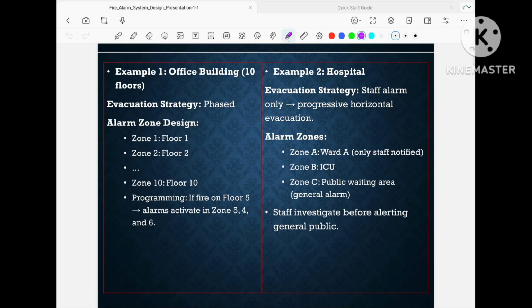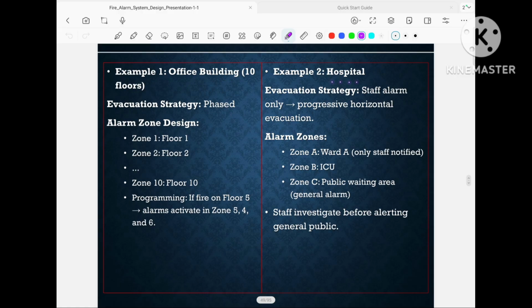We will take example one, like an office building of 10 floors. Then the evacuation strategy will be phase evacuation. Okay, in that case every floor will have a separate zone. So as there are 10 floors, there will be 10 zones. Okay, and suppose a fire happens on the 5th floor, then the alarm will activate on the 5th, 4th and 6th floors, which I already discussed. But in case of a hospital, which is example 2, the evacuation strategy is progressive horizontal evacuation, unlike the building, which is phase evacuation.